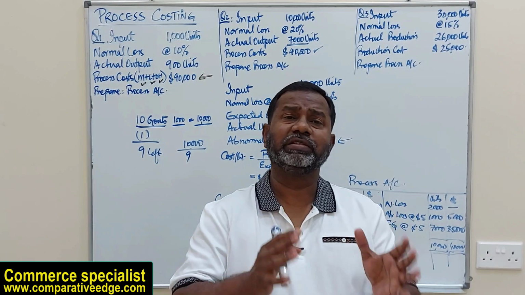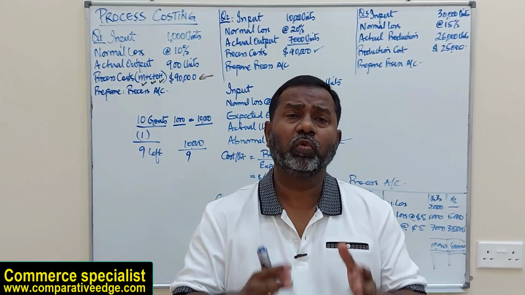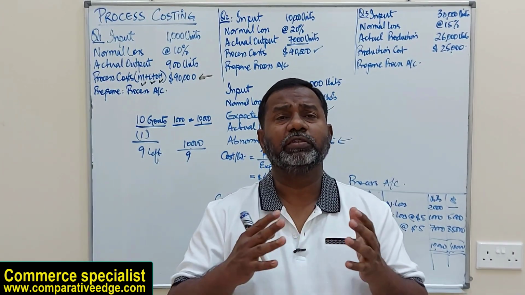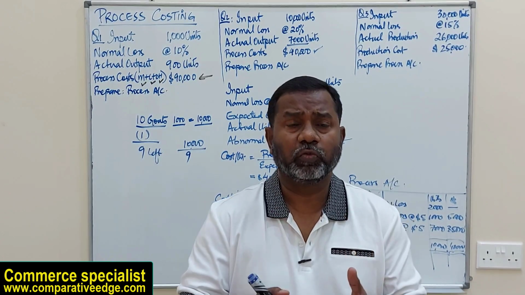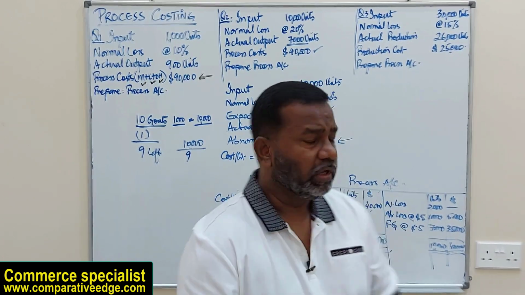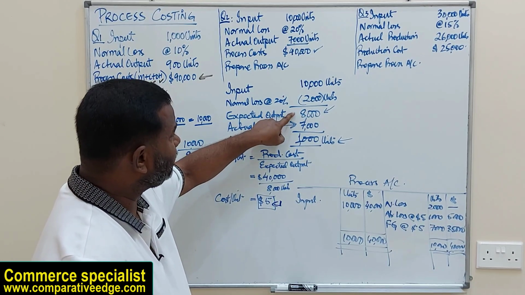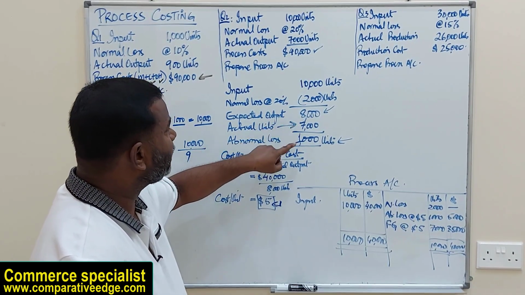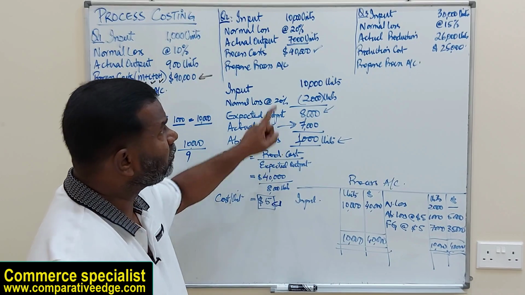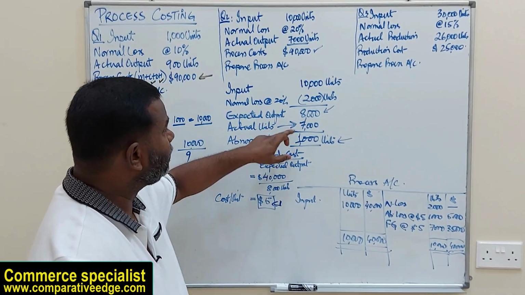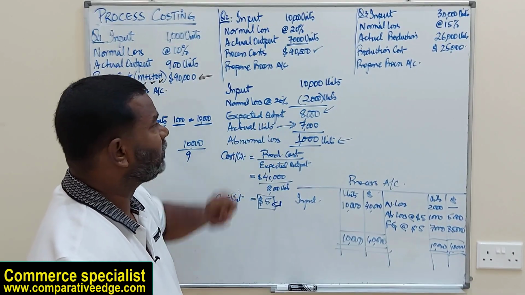Coming to the last scenario. In the last scenario, what happens? There is a possibility that your actual output is more than your expected output. If you focus here, your expected output was 8,000 units, but your actual output was less. So we have abnormal loss. Let's see what happens in question number 3 when your actual output is more than expected output.